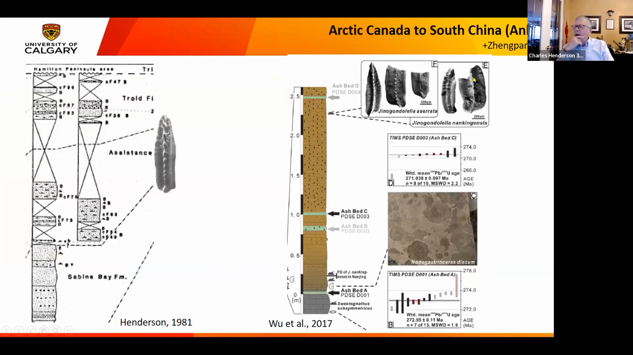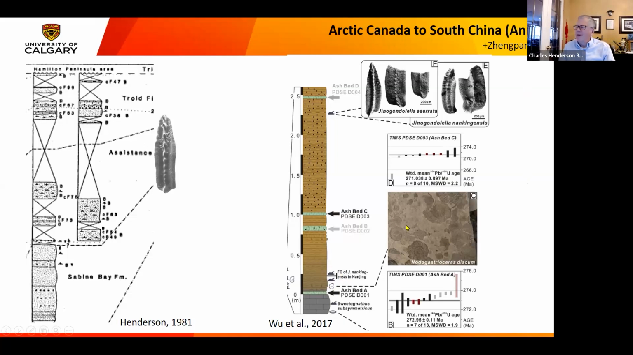Well, I would like to suggest that we can correlate that Arctic succession. These are the samples right in here, F49 to F54, that had the serrated conodonts down in here. And we have serrated forms in the basal part of the Kufeng Formation here, in Wu et al.'s paper 2017.